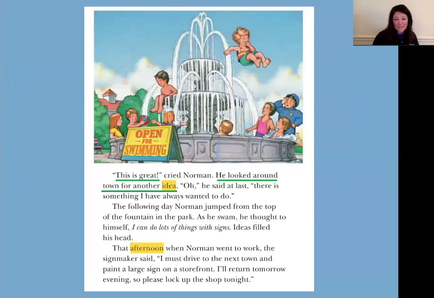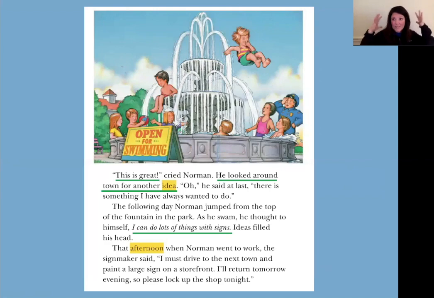Do you see anything else that he's thinking about? Yeah, I can see here that these words look different from the words around them. They're in italics. Remember, when words look different from the words around them, pay attention to them. There's something special about them. Do you know why these words are italicized? It's because he's thinking them. And what does he think? Yeah, "I can do lots of things with signs." And ideas fill his head. What does that mean?